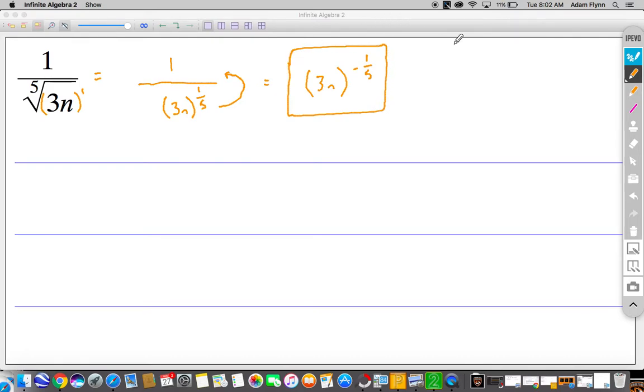At this time, I would move on to the practice for radical to exponent form.